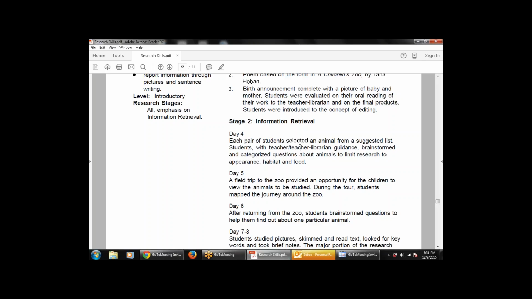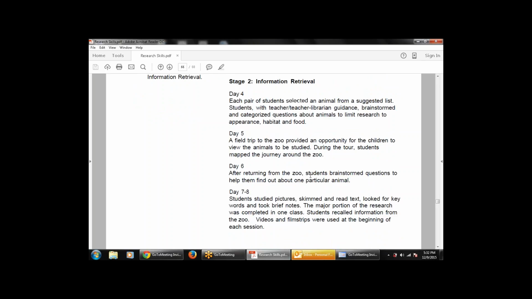Two, students map the journey around the zoo. That is, during the tour, students map the journey, meaning whatever they learned and the distance they covered, they map the journey around the zoo. Then day number 6, after returning from the zoo, students brainstorm questions to help them find out about one particular animal. So after coming from the zoo, students were asked to explain about one animal that they have seen in the zoo.